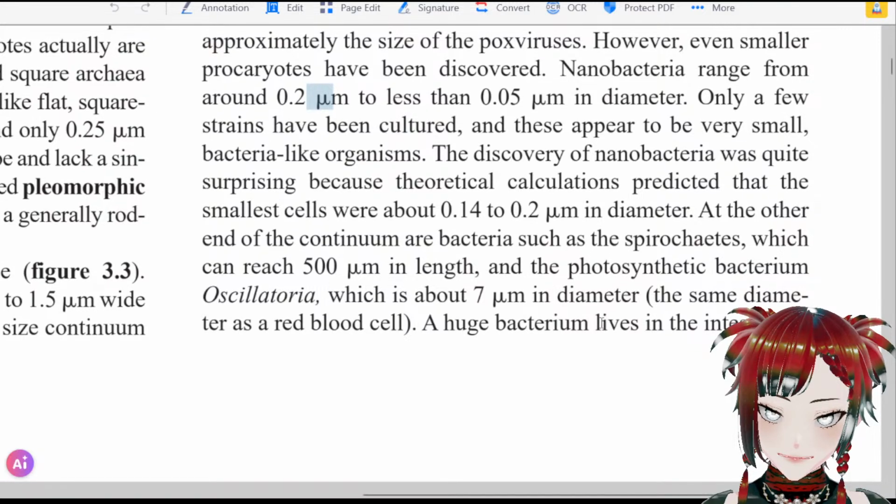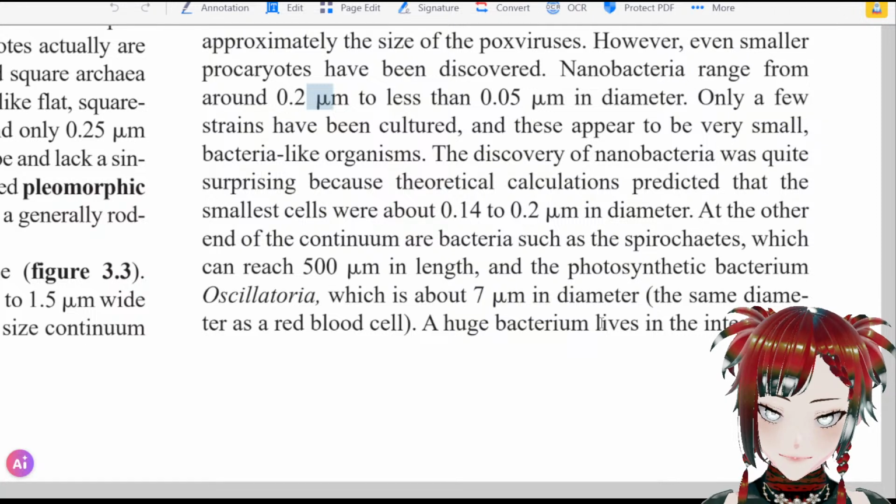Now they are saying that even though we have discovered the nanobacteria, we haven't cultured a lot of them, even though they appear to be bacteria-like organisms. That was surprising for them because they did the calculation and thought it was not usual, almost not possible, for bacteria to be in that small shape.